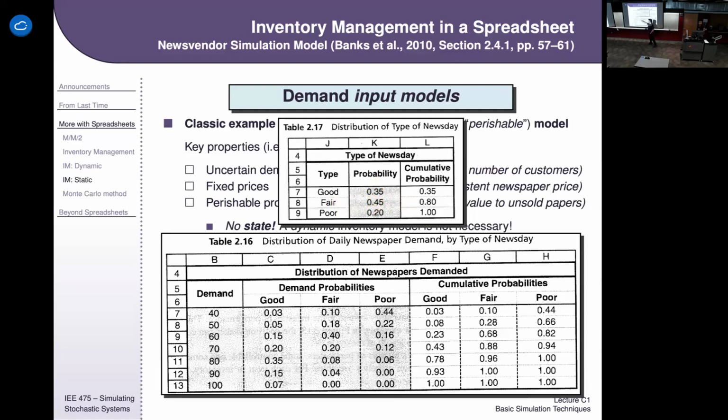So what they're saying here is, if you happen to be on a good news day, you're going to use this demand distribution. If you happen to be on a fair news day, use this demand distribution. If you happen to be on a poor news day, use this demand distribution, where these are the probabilities for these orders. Question?